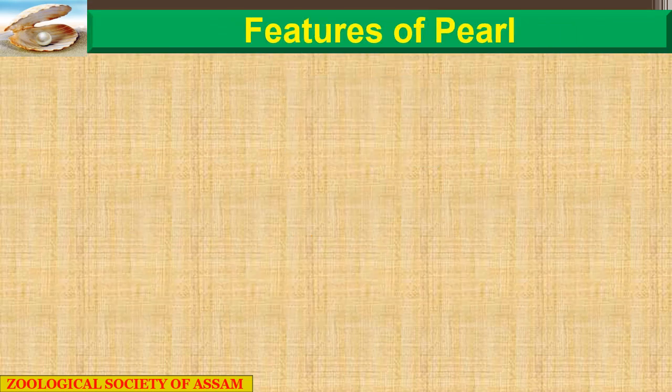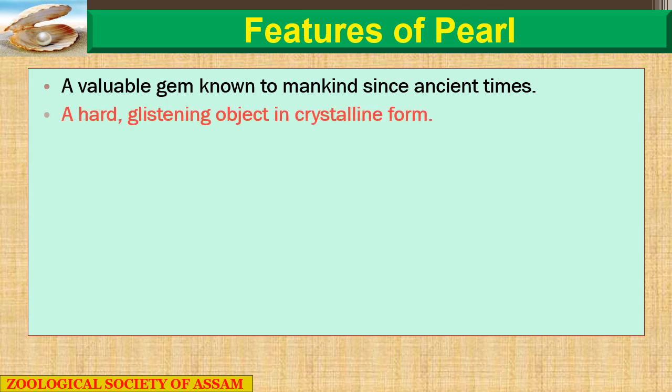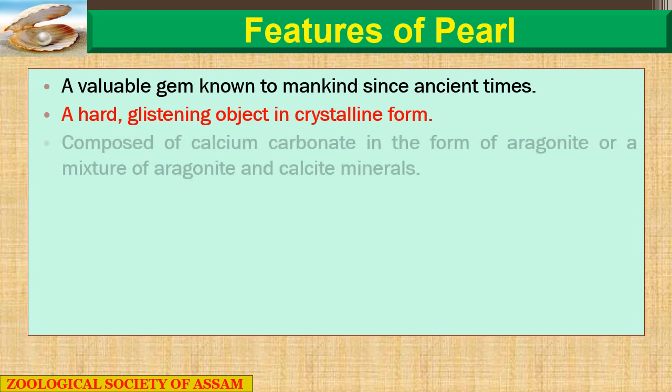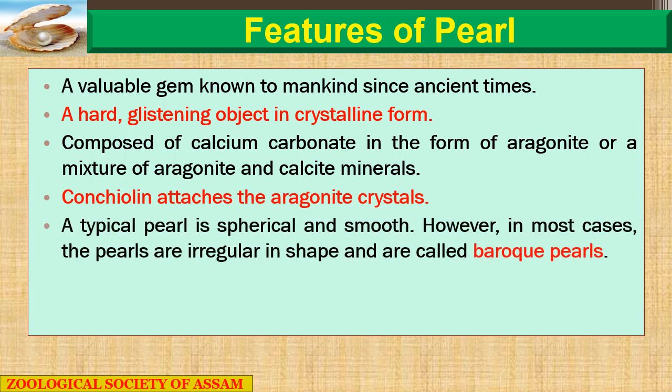Features of pearl. Pearl is a valuable gem known to mankind since ancient times. It is a hard glistening object in crystalline form. It is composed of calcium carbonate in the form of aragonite or a mixture of aragonite and calcite minerals. Conchiolin attaches the aragonite crystals, as I have mentioned earlier.